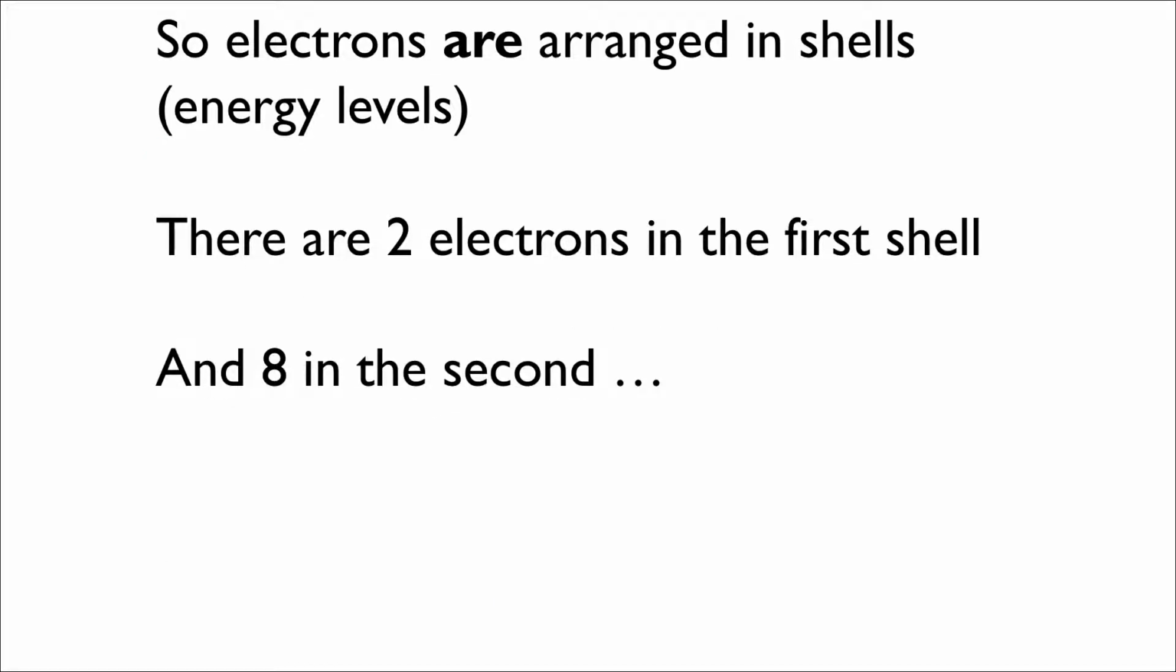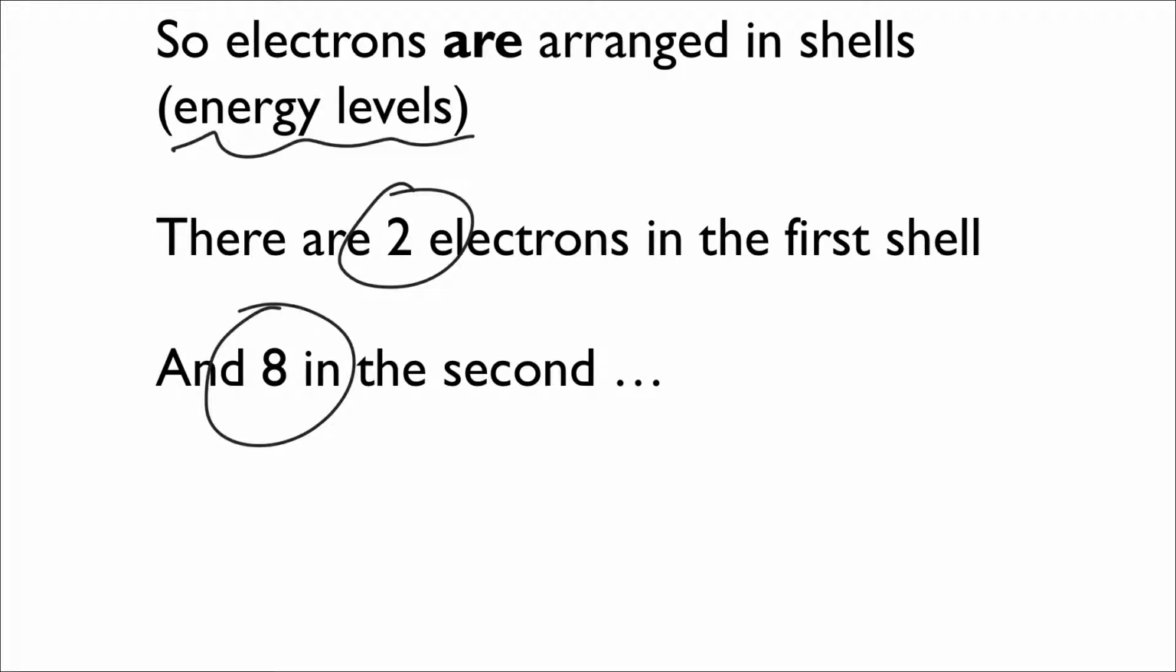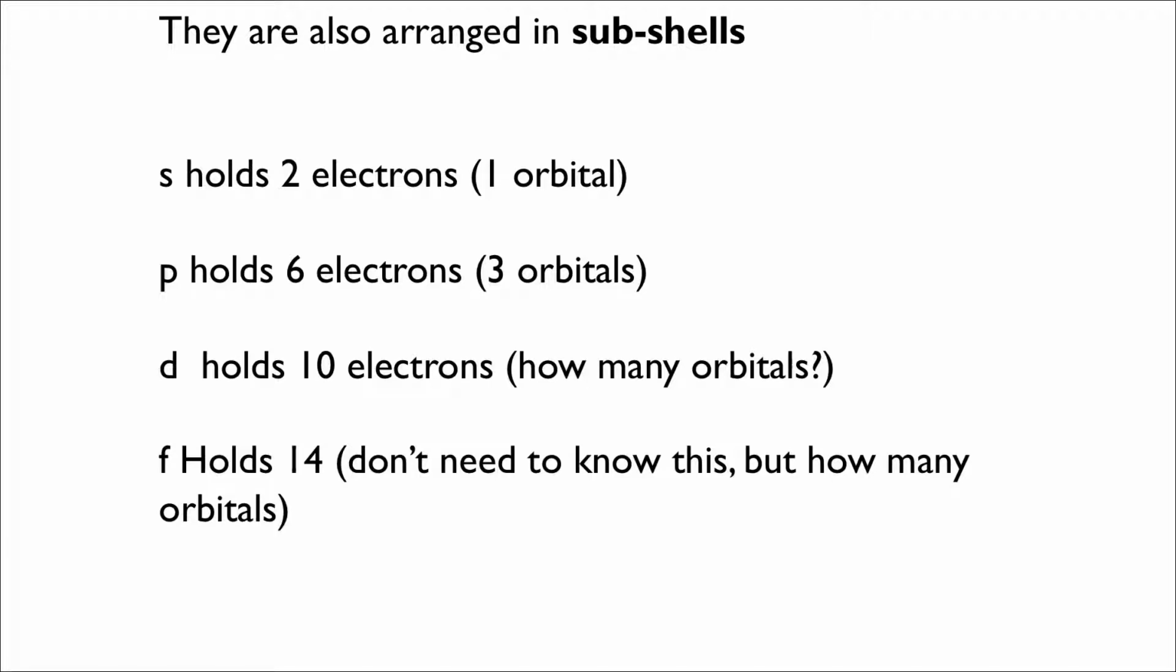So what's changed at A level? Well, electrons are arranged in shells. We still will refer to them as shells, but you may hear them referred to as energy levels. And there are still 2 electrons in the first shell, and there are indeed 8 electrons in the second. However, we also need to think about subshells. So subshells are how the electrons are arranged, but they're also arranged in the main shells as we would have looked at at GCSE. So this is what's important.